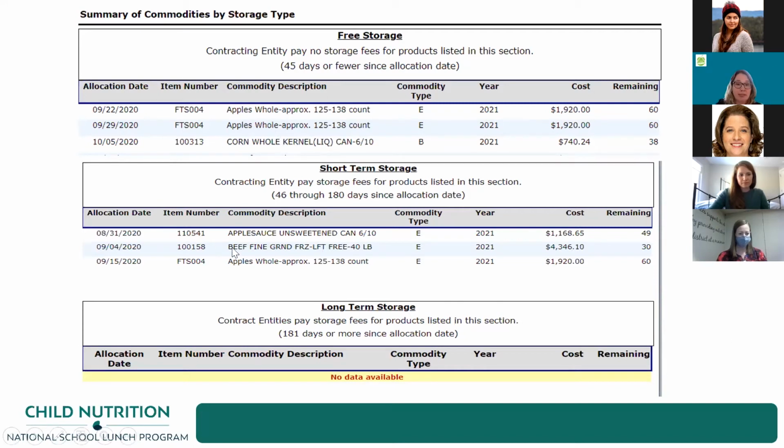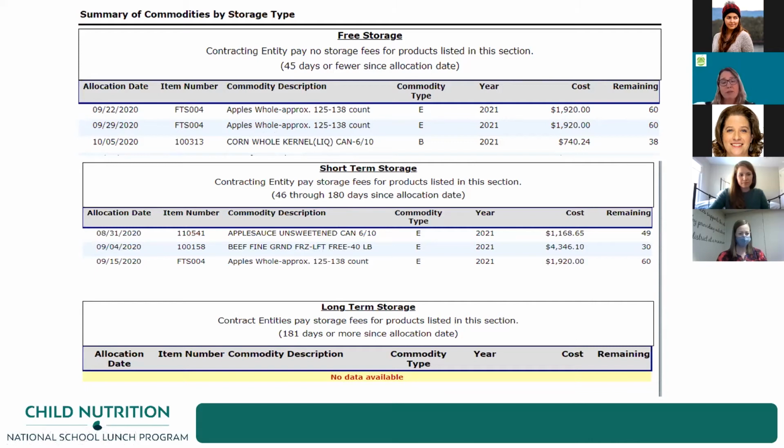From there, it moves down to short-term storage, and you'll start paying the per case fee for the different storage types. If it's in short term longer than 180 days, which it really shouldn't be, it gets moved down to long-term storage.